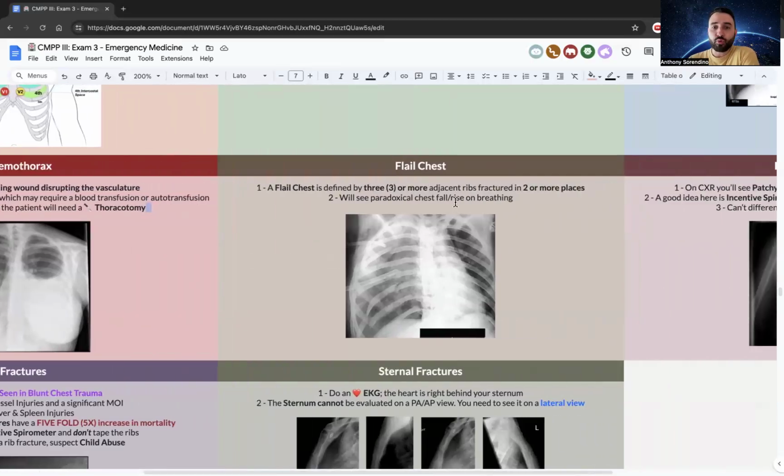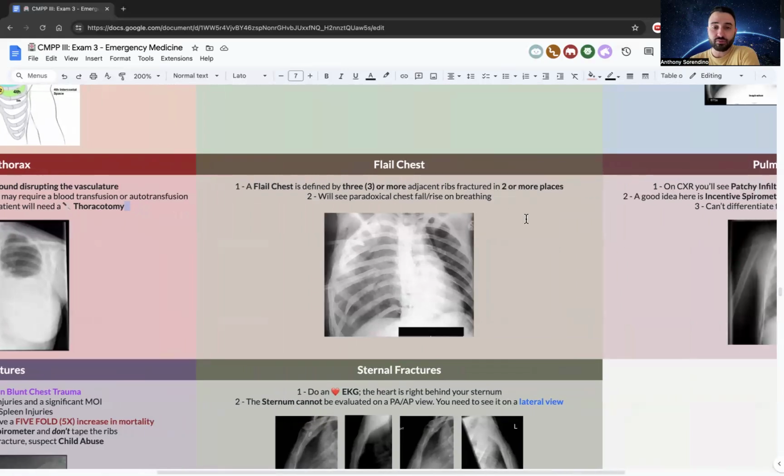Flail chest is defined by 3 or more adjacent ribs fractured in 2 or more places. So 3 or more, and they have to be adjacent. It's so specific, isn't it? Fractured in 2 or more places. You're going to see that paradoxical chest rise. Yeah, because I guess just one fracture isn't going to have paradoxical movement, but when you have 2 or more places and there's just a piece of rib not attached, you're really going to see some paradoxical movement with that.